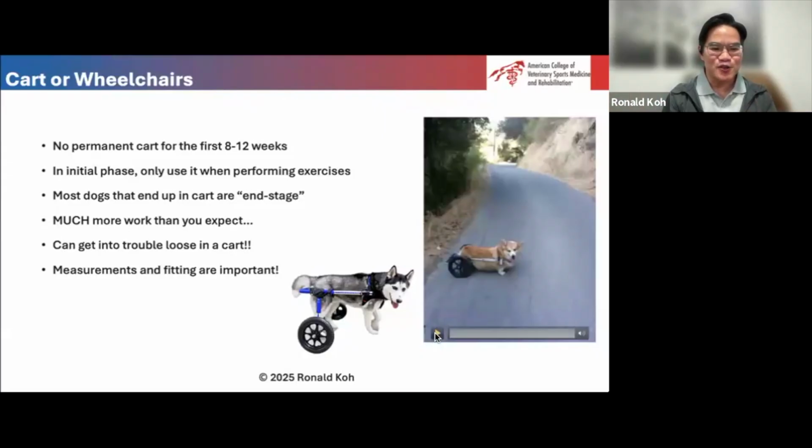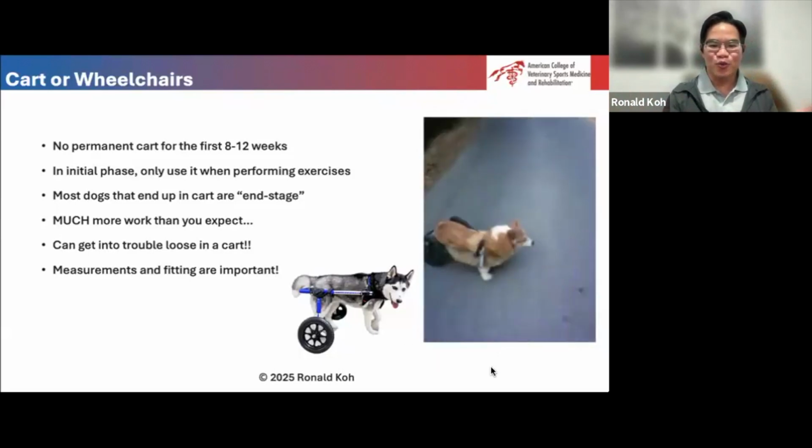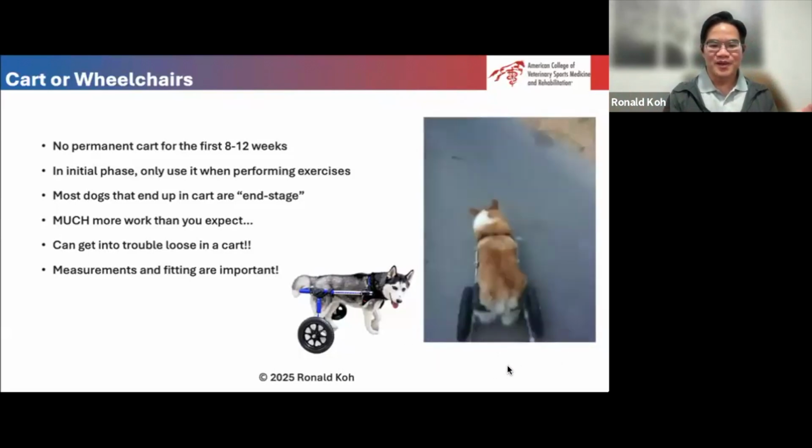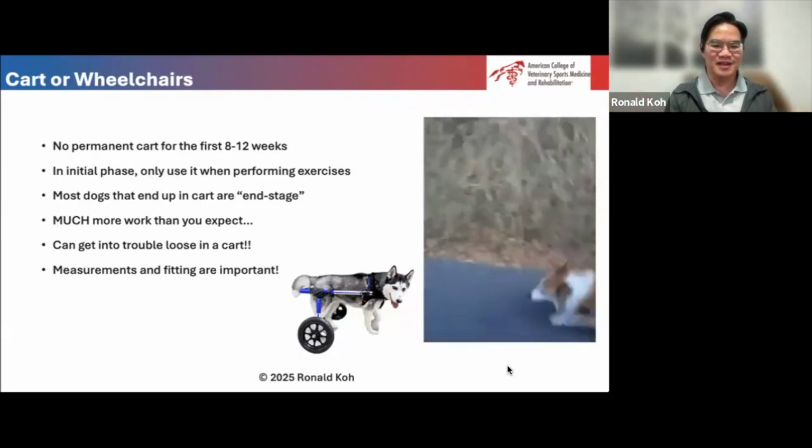So the dogs on wheelchairs, it's much more work than you can expect. But sometimes at the same time they can get into trouble. So this is a dog that's on a wheelchair, and when he starts running, he can really go fast, right? So the owner couldn't even catch the dog.